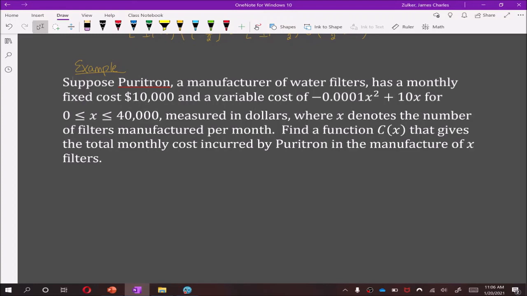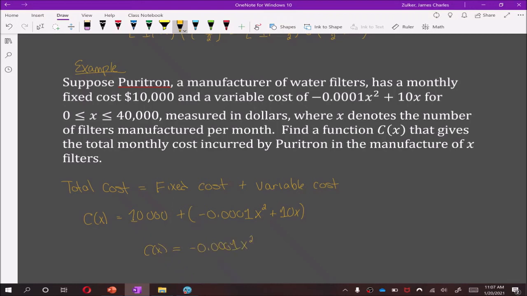Now, total cost would be our fixed cost plus the variable cost. So C of x would be our fixed cost, which is $10,000, plus the variable cost. Now, if we just rearrange this, we write C of x as that plus 10x plus 10,000. Now we need a domain.